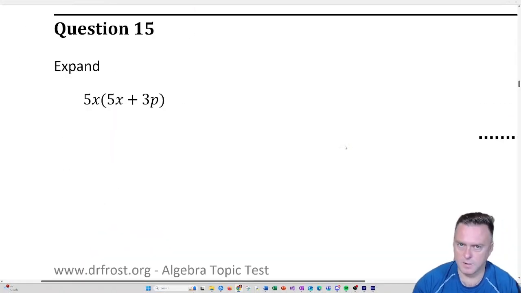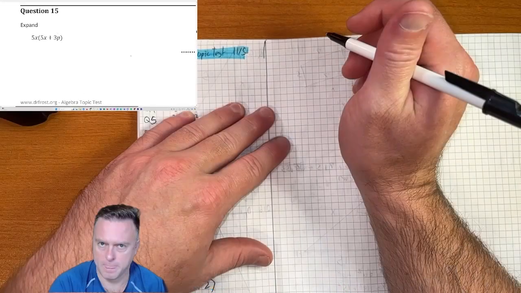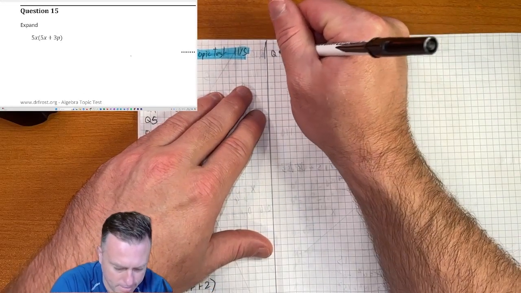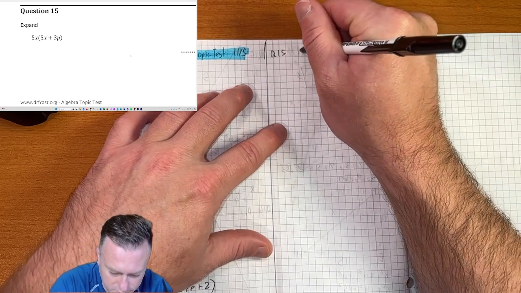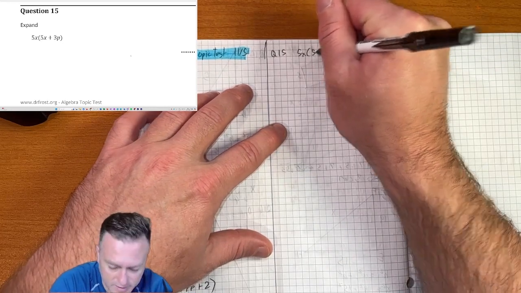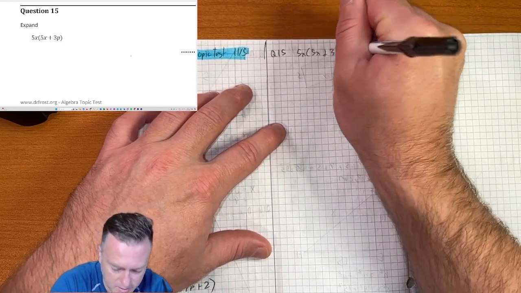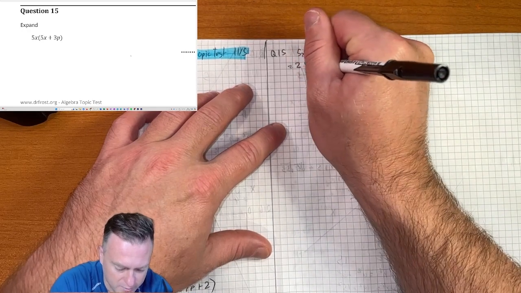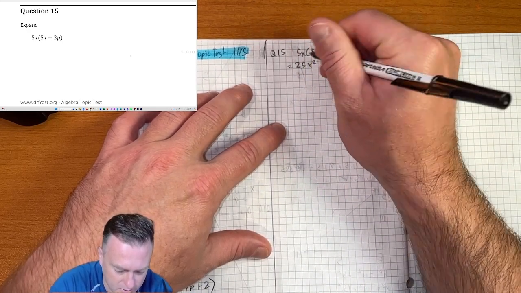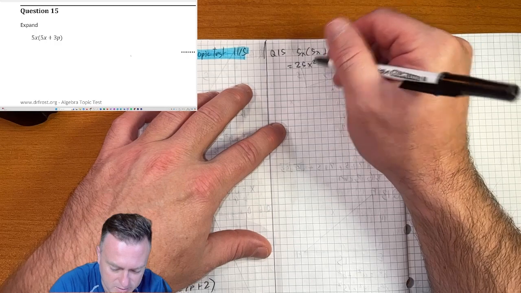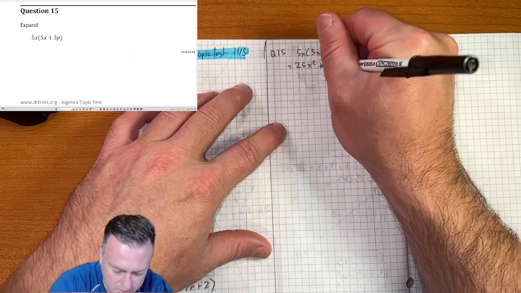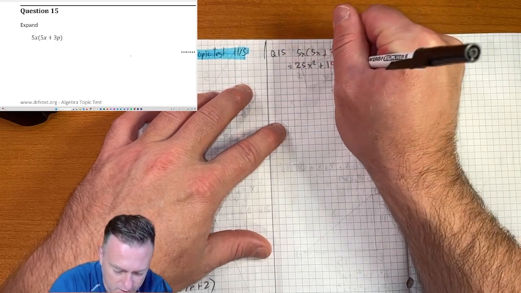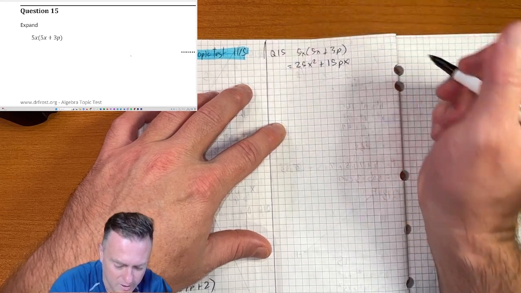Question 15. I got 5x bracket 5x plus 3p. So that gives us 25x squared. So 5 5s are 25. X times x gives you x squared. And then we've got a plus. 5 times 3 gives you 15. And I'm going to put in alphabetical order, px.